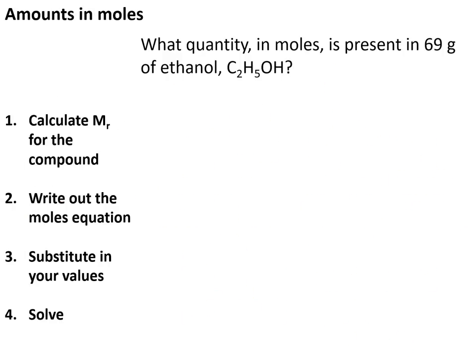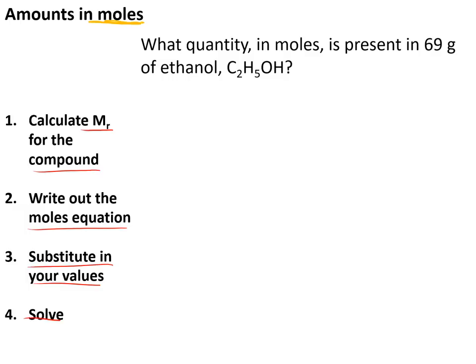To calculate the amount of a chemical in moles, remember first of all that the number of moles of a substance is just the quantity of chemical, so moles is the unit of measurement for chemical substances. So we're going to have a 4-step process. We're going to first of all calculate the relative mass of the compound, then we're going to write out the moles equation, then we're going to substitute in our values, and then we're going to solve it. So nice and easy. Looks more complicated than it is.